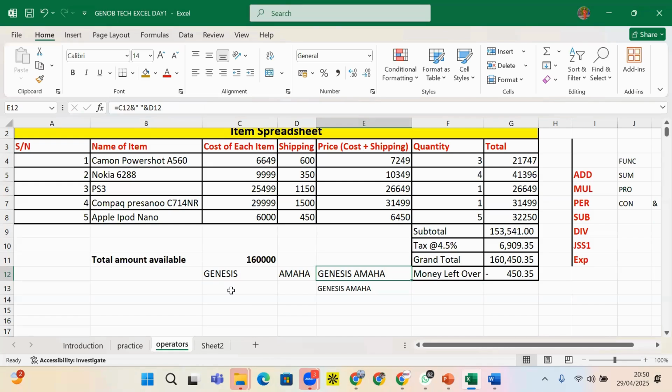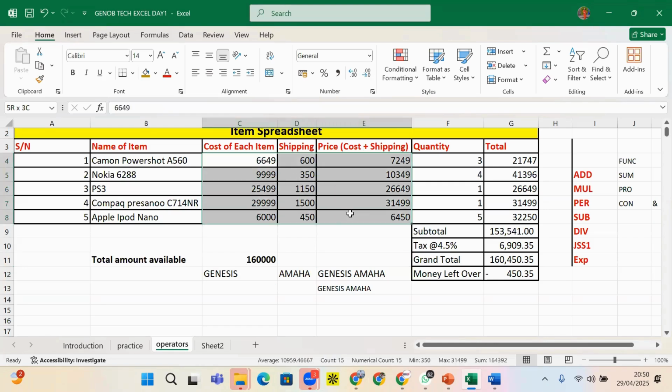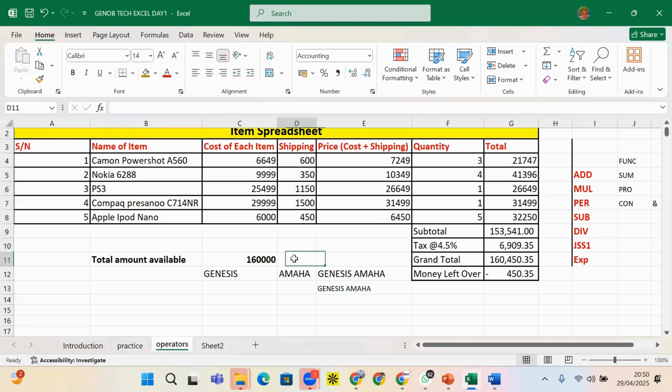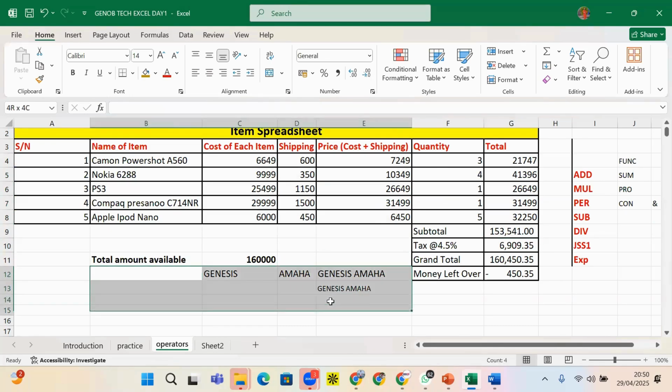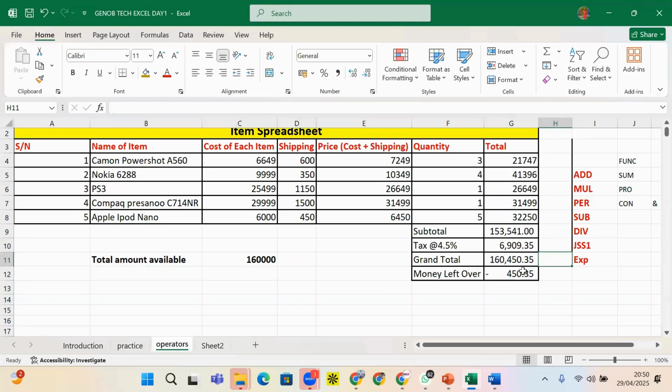So we have basic aggregator functions. What aggregator functions? Let me highlight these numbers here. But before that, let me quickly format this with currency, and we'll see. You know, we are dealing with Naira, so we need to add the Naira sign. So I can highlight this.